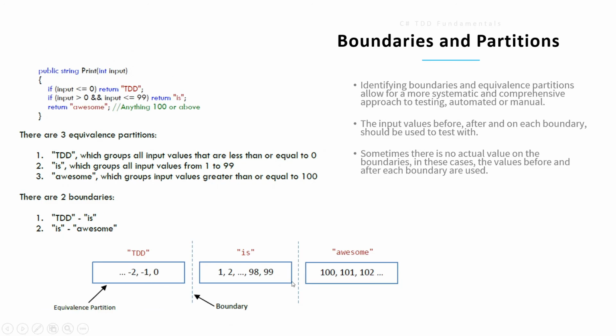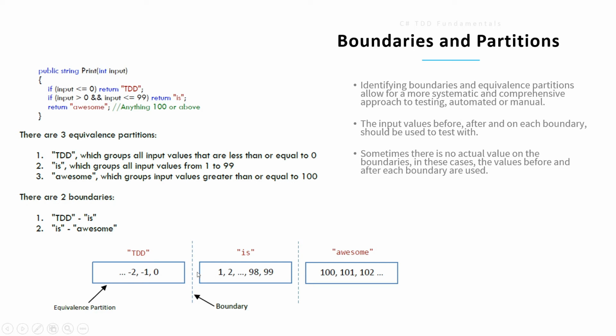So from a testing perspective, how do I know I've got enough tests? Okay, so TDD, I'm going to test -2. Cool. Then I'm going to test something on the boundary. So in this case, less than or equal, I'm going to test 0. I need to test 2 things. I need to test for the equivalence partition, and I need to test for the boundary. So now, for just TDD, I've got 2 tests. Somewhere in the equivalence partition and 1 right next to the boundary.